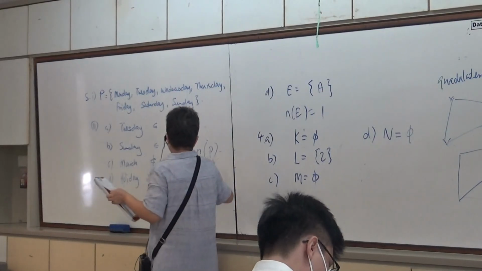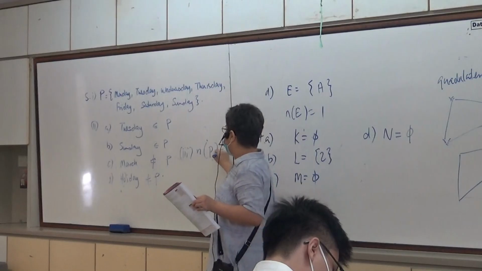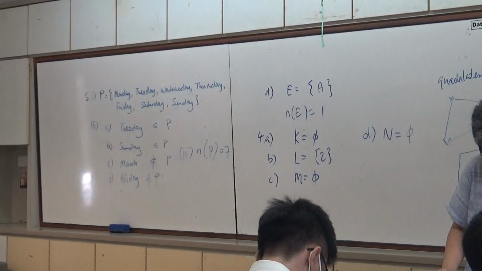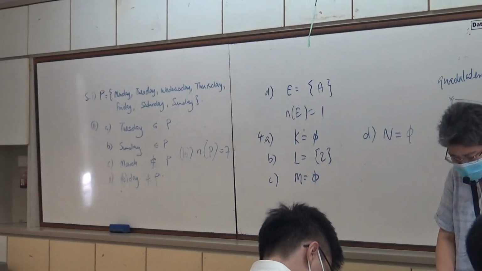Okay, so part 3. What is the number of elements of P? 7. Okay. Those who like to talk rubbish, you better get out of the class. Okay? Get out. The person, you better watch out.